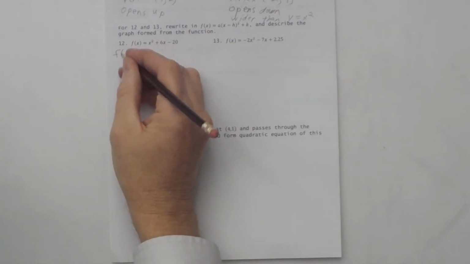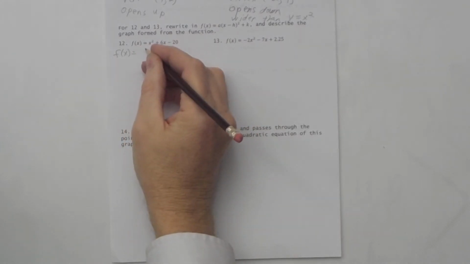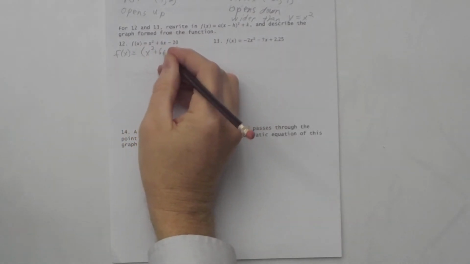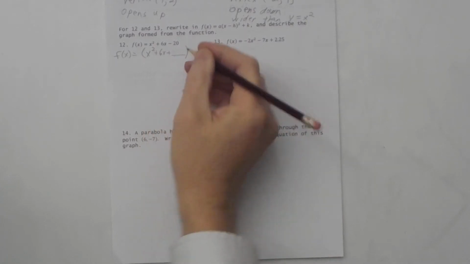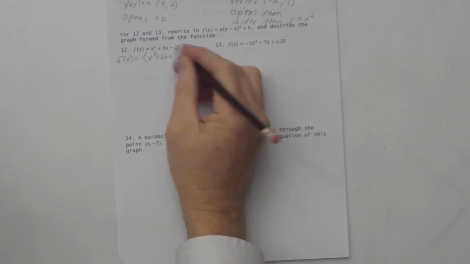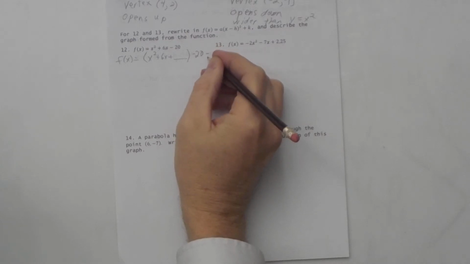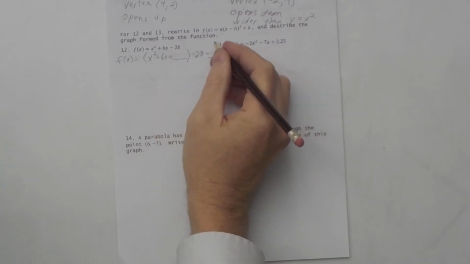All right, numbers 12 and 13. It says rewrite f of x equals a times (x minus h) squared plus k form. And then we'll describe the graph after we do that. This is going to require completing the square. And f of x equals, I'm going to put x squared plus 6x plus something. We'll figure that out to complete the square. Minus the 20. Keep the number out here. And then let's subtract. Whatever we add here, let's subtract here.